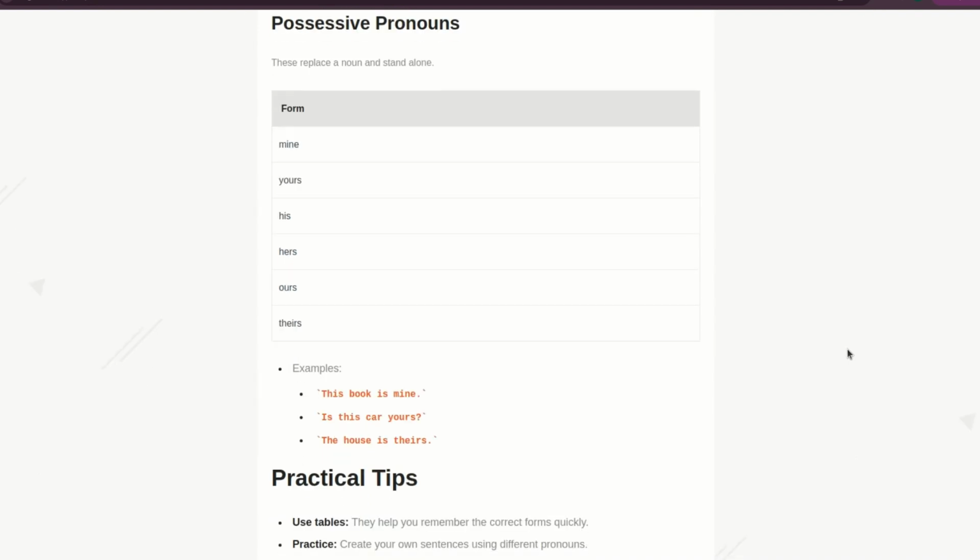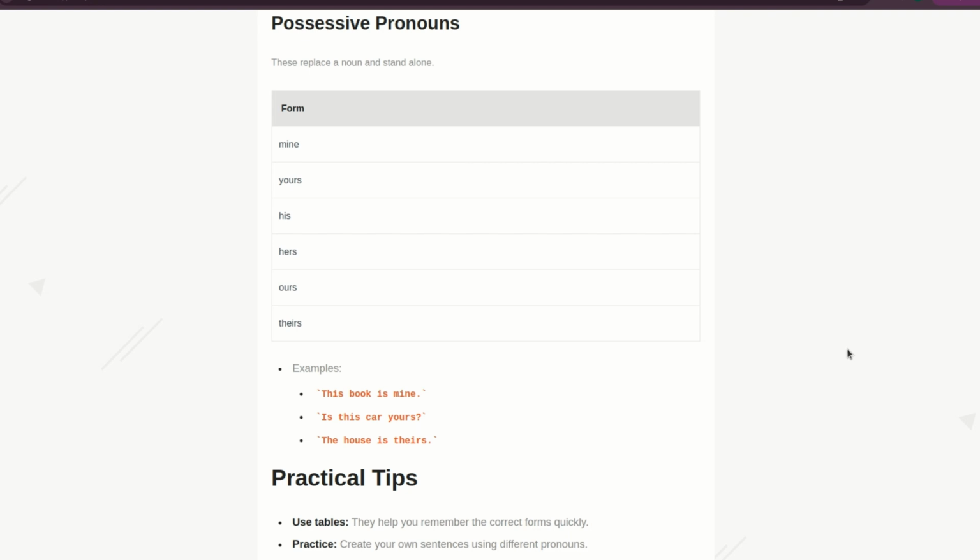They replace the noun. No noun is needed after them. Mine, yours, his, hers, its, ours, theirs. This book is mine. Is this car yours? The house is theirs.